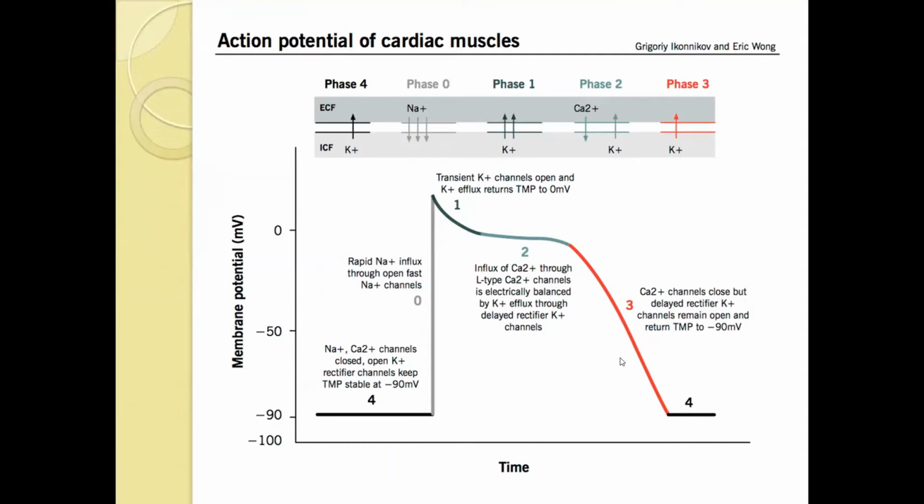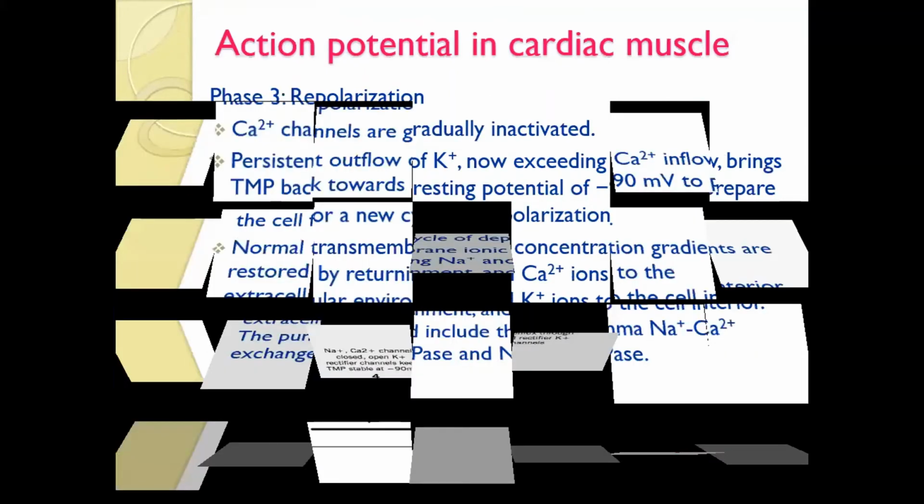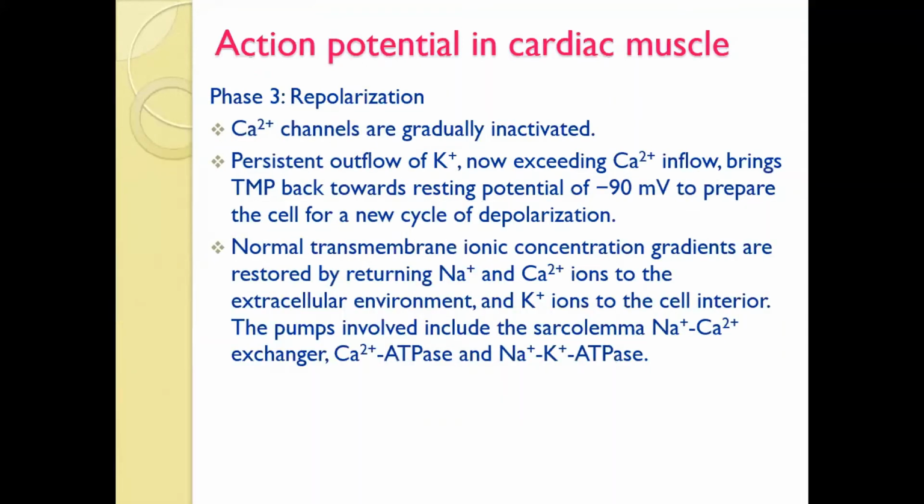And now we go to phase 3, repolarization. In phase 3, the calcium channels are gradually inactivated. There is persistent outflow of potassium ions, now exceeding the calcium inflow.